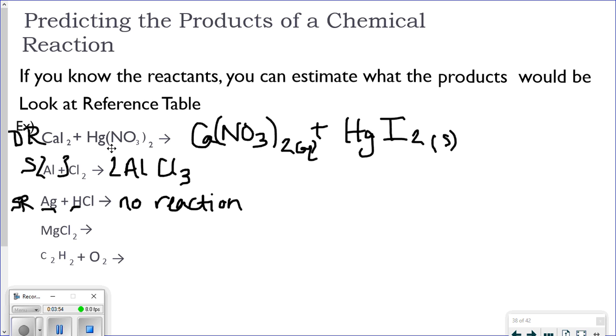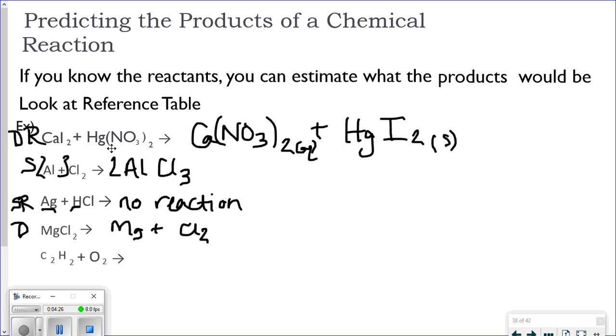For the fourth one, we have magnesium chloride. We have a single reactant. So anytime you have a single reactant, it is going to be a decomposition reaction. So for decomposition, it is a binary compound with two elements, so it should split into the elements. So it's going to split into magnesium and chlorine. Remember, chlorine is diatomic, so it will split into Cl2, and that is balanced as is.